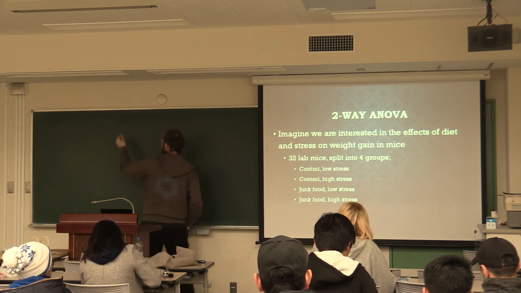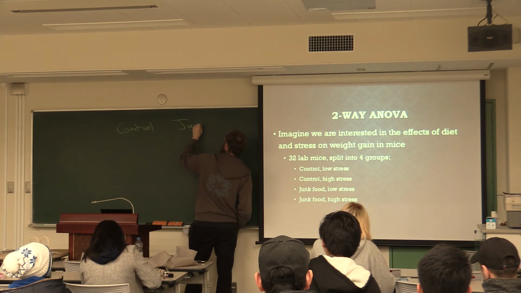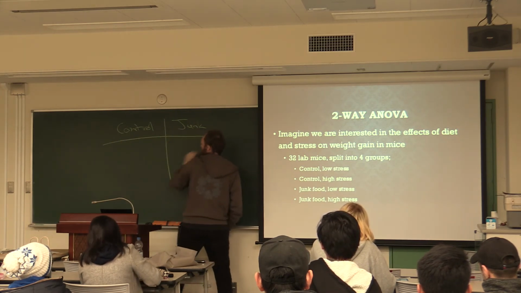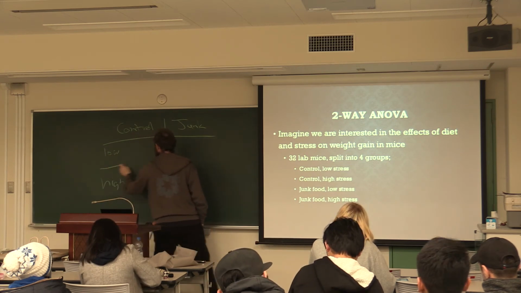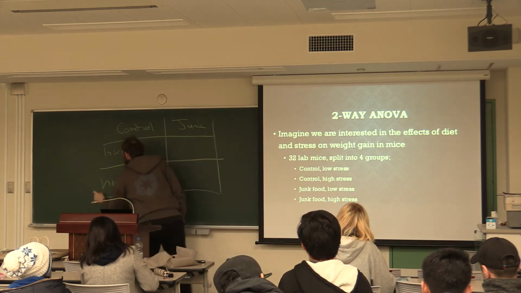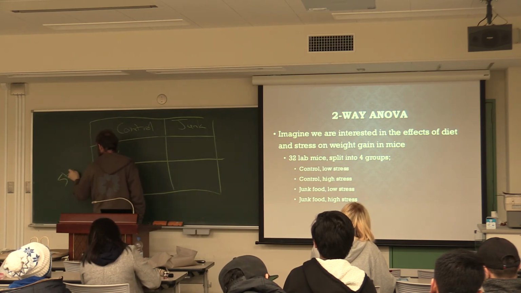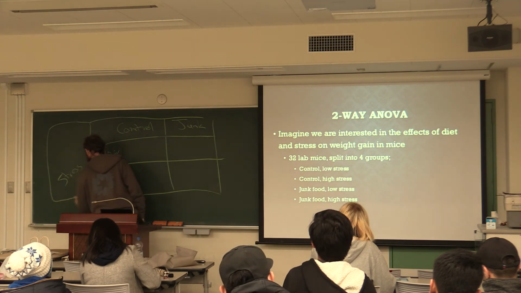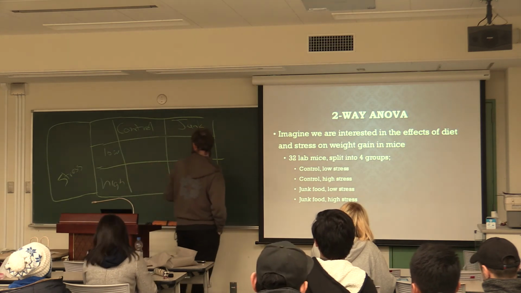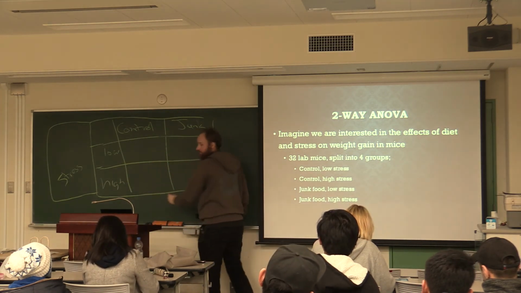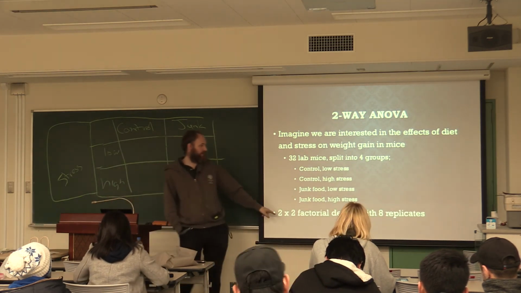So we can think about this: control, junk food, low stress, high stress. Control food, junk food, low stress, high stress. 2 by 2, easy peasy. So the 2 by 2 factorial experiment with 8 replicates.